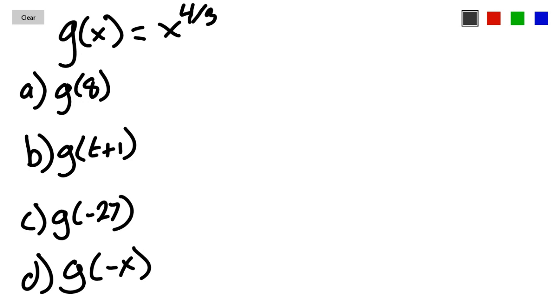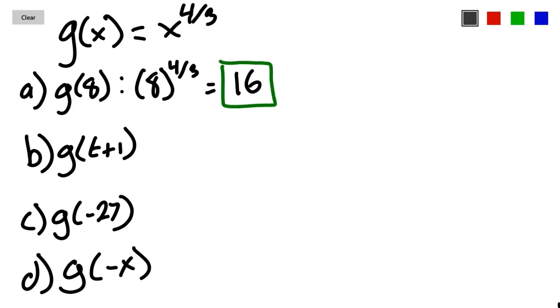So in the first one, I've got g of 8. So what I'm going to do is take my function and just plug 8 into it. So I have 8 raised to the 4/3 power. And then you just see what you get from that. And so when I plug 8 into this function, raise 8 to the 4/3 power, I end up with 16 as my output.